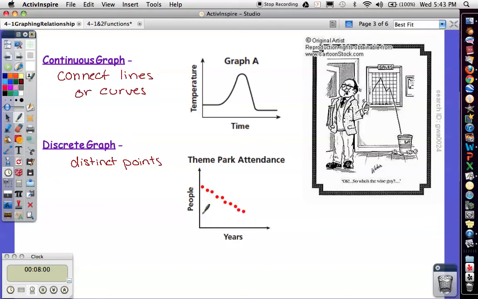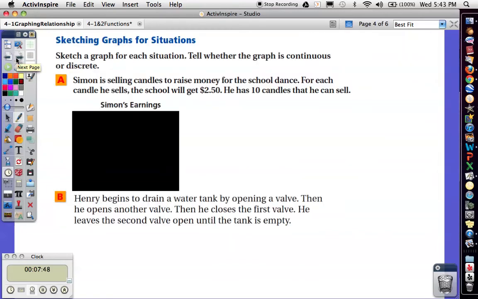Little comic for you to brighten you up in the middle here. Okay, so who's the wise guy? Take a look at my graph. We're going on the sales and it's shooting into the garbage can. Just a little humor.